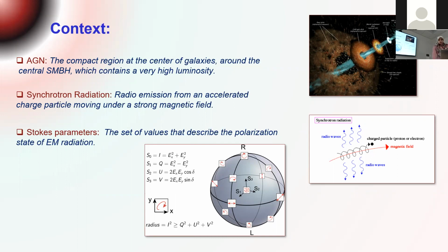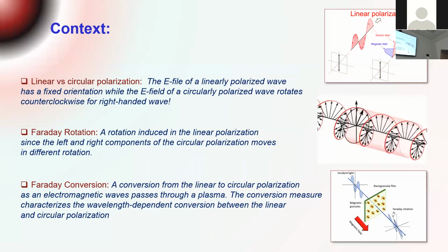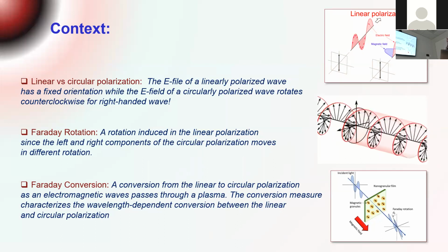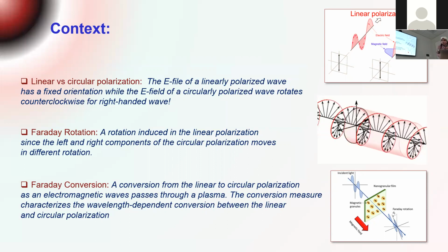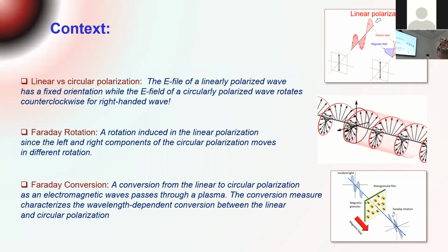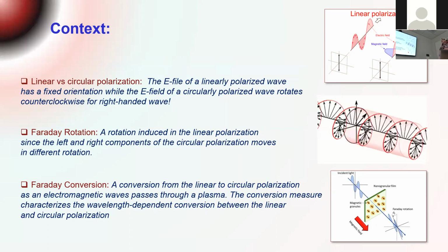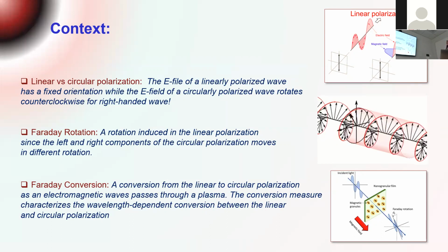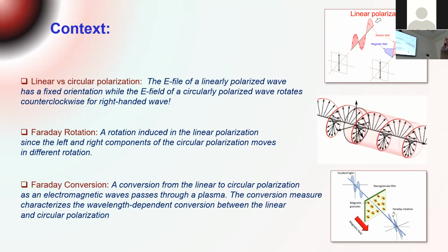field radiation. And then the continuation of the context is, for example, linear versus circular polarization. As you see here, some images of the linear polarization, and then some that are circular polarization, and also the Faraday rotation, which is the rotation induced in the linear polarization when the left versus the right component of the circular polarization move with different rotation.